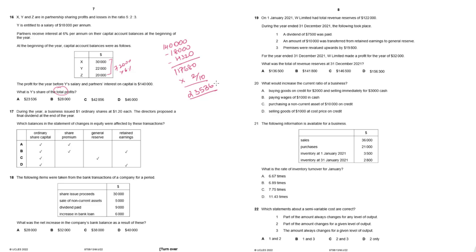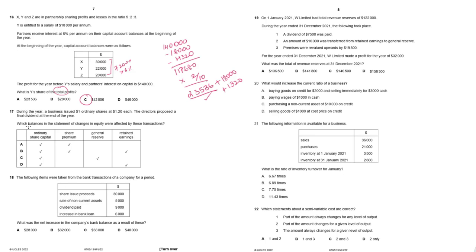If they had asked what is Y's share in the residual profits, this would have been our correct answer. But what is Y's share in the total profits? 23,536 plus the salary that he is entitled to, 18,000, plus the interest on capital, 6% of his own capital, which is 1320. Taking a total of all these, 42,856. 16C is the correct option.